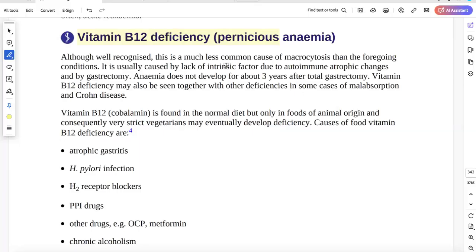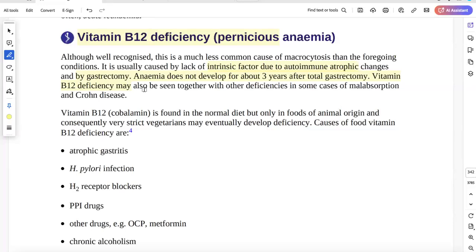which is caused by lack of intrinsic factor due to autoimmune atrophic change, and sometimes in a patient who has had a gastrectomy. So intrinsic factor is needed for B12 to get absorbed in the terminal ileum. Okay, so intrinsic factor mainly comes from the gastric parietal cell. What happens in pernicious anemia is it forms antibody against the parietal cell or against the intrinsic factor.